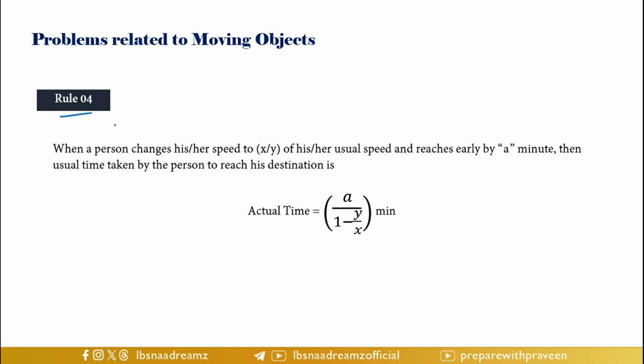So rule number 4. When a person changes his or her speed to y by x of his or her usual speed and reaches early by a minute, then usual time taken by the person to reach his destination is actual time equal to a by 1 minus y by x minute. So this is the formula. Let us see the example.